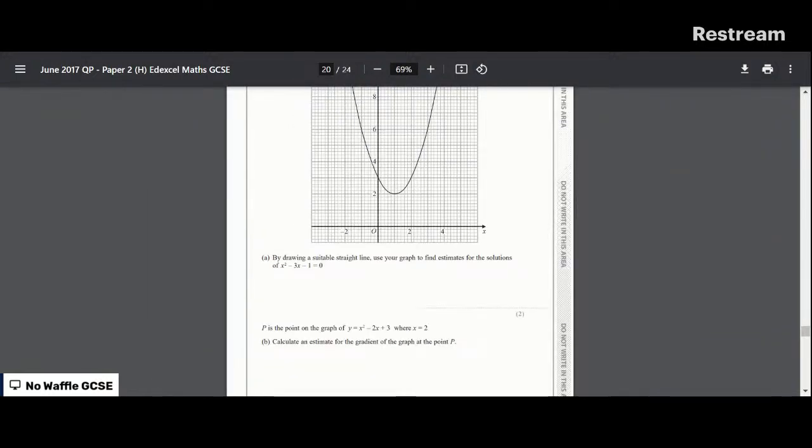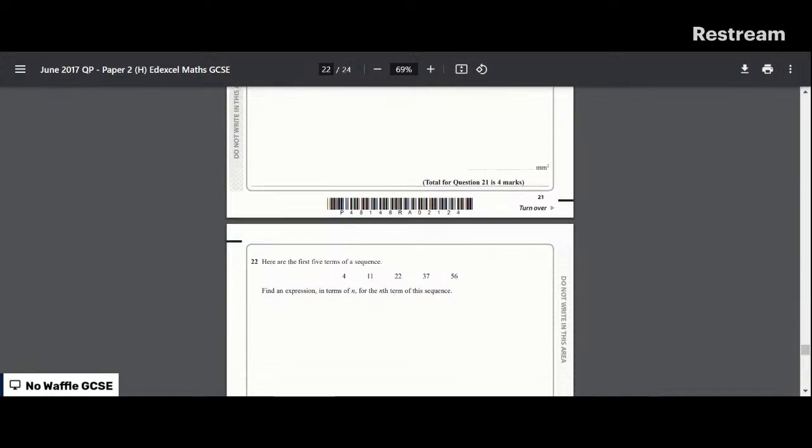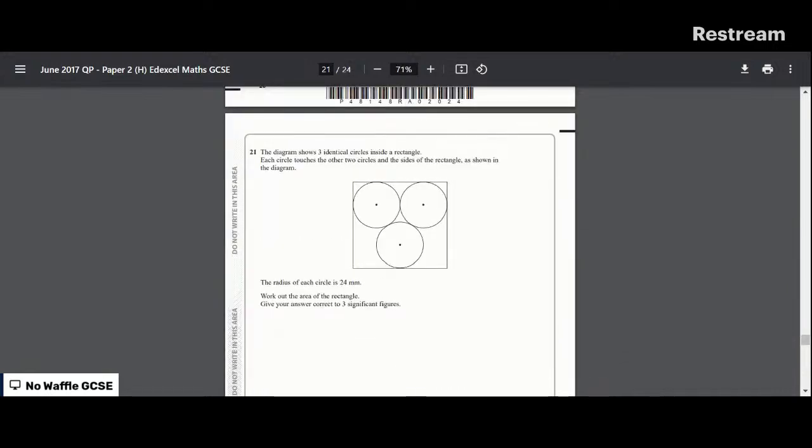Okay. P is the point on the graph y is equal to x squared minus 2x plus 3, where x is 2. Calculate an estimate for the gradient of the graph. So you just draw a tangent where you see x equals 2. It's not too difficult. Okay, let's do this one.